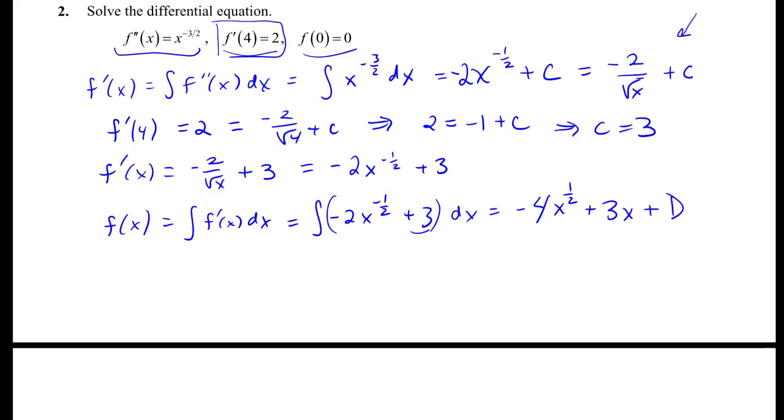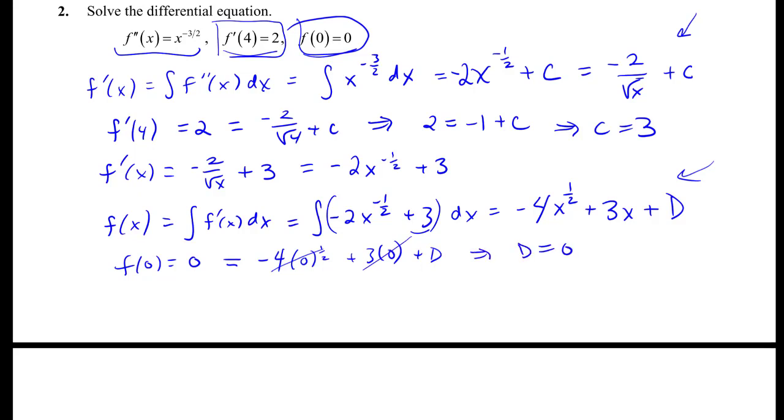Now the idea is I need to find d. I'm going to use f of 0 equals 0. So f of 0 equals 0, but that also means that's what I get when I plug 0 in here. So negative 4 times 0 to the 1/2 plus 3 times 0 plus d. Well, these are both 0, so that means that d is 0. So finally, I can fill out my function. f of x is negative 4, now instead of x to the 1/2, I might just write square root of x, plus 3x, and then d is 0, so it doesn't come there. So there is my answer.